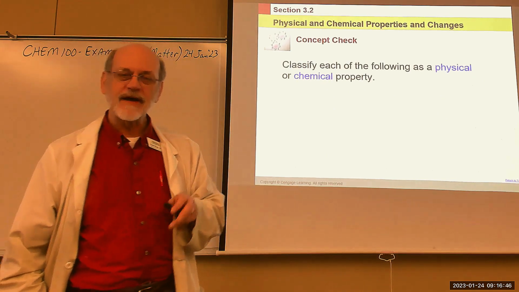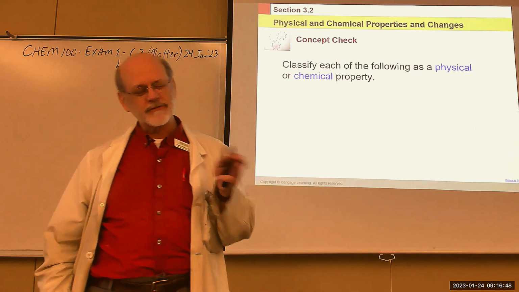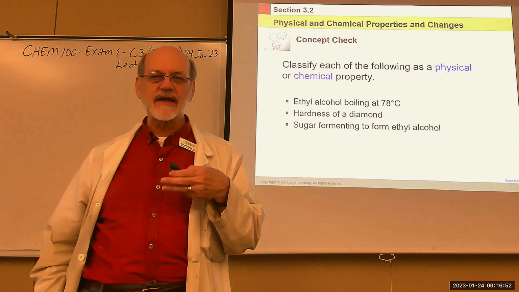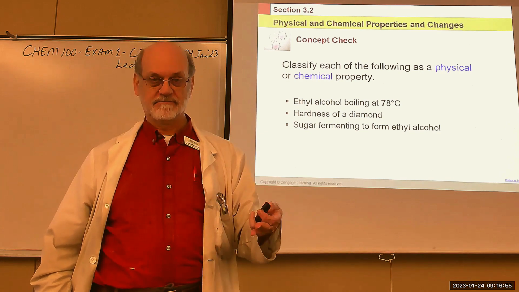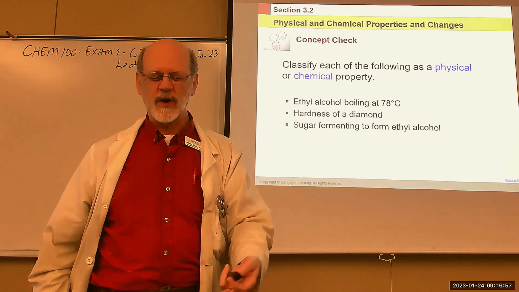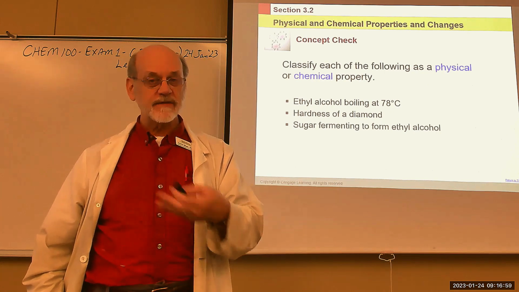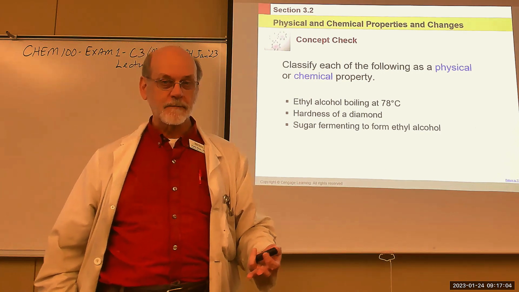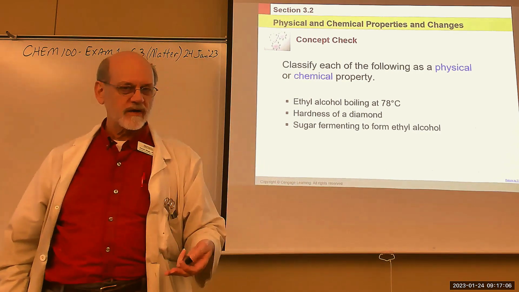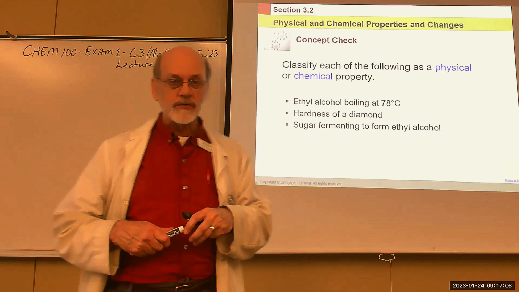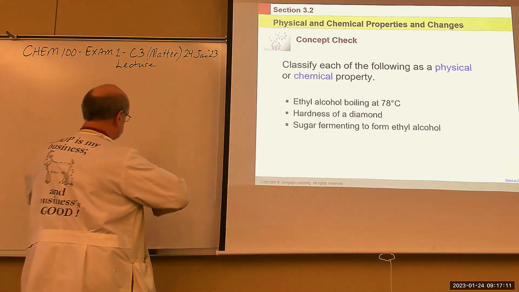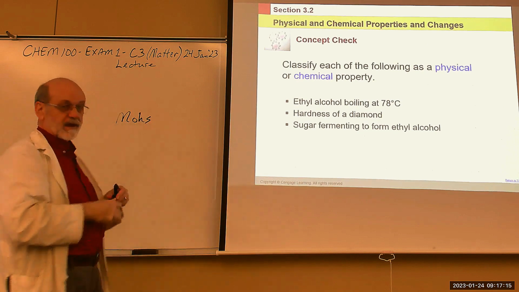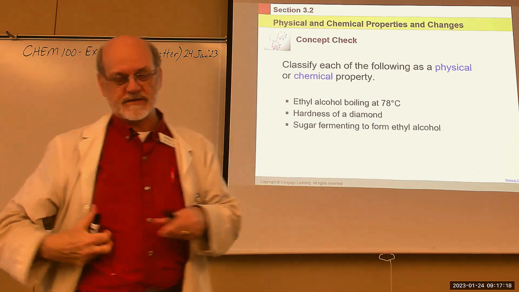So let's see if we can identify each one of these as either a physical or a chemical property. Ethyl alcohol boils at 78 degrees Celsius. That's a physical property because even if ethyl alcohol boils, it's still ethyl alcohol. Diamond is hard. In fact, on the Mohs scale, diamond is the hardest.